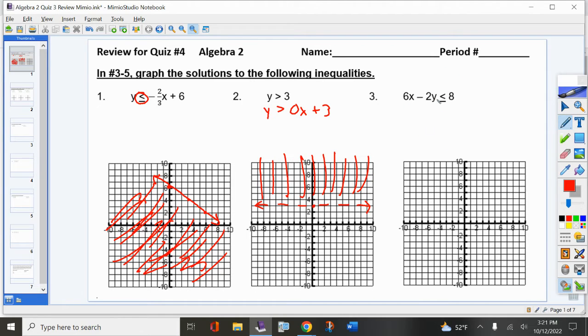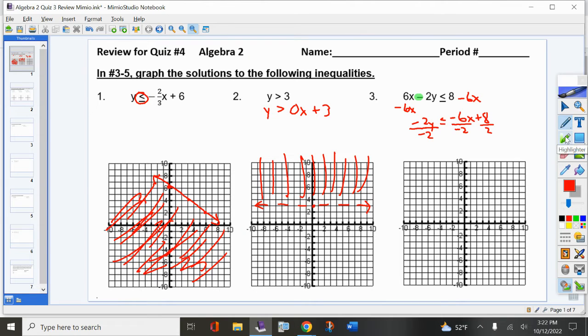On number 3, y is not by itself. I want to get y by itself. I'm always moving x first. These don't combine. Also be alert to this. So negative 2y is less than or equal to negative 6x plus 8. To get from negative 2y to single y, I'm dividing by negative 2.